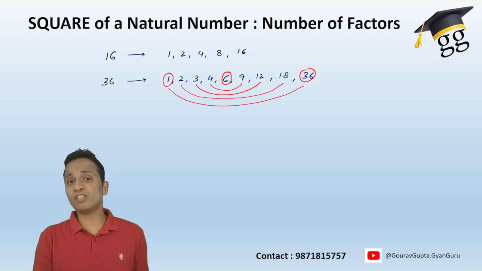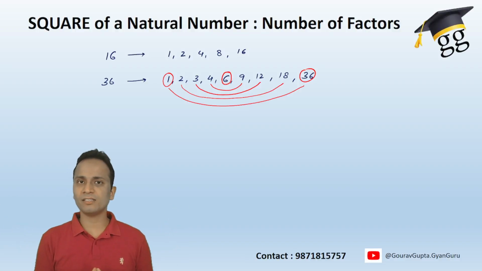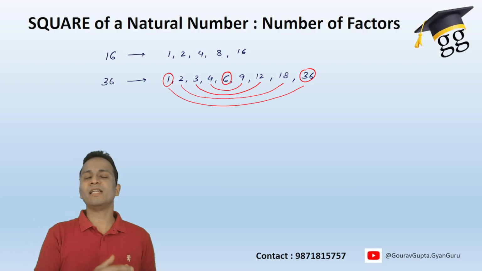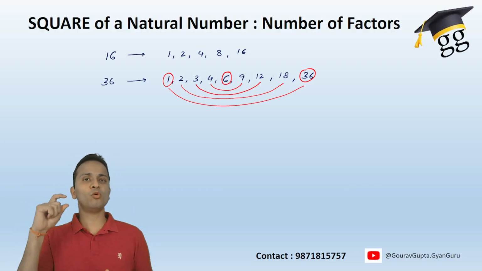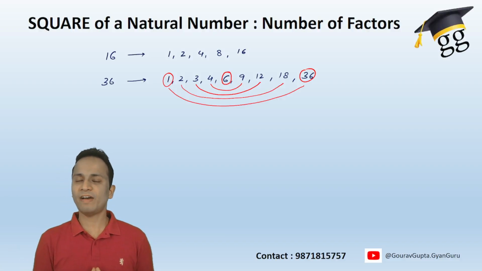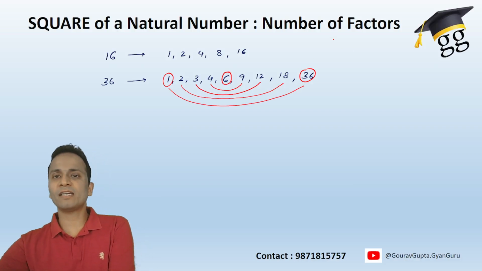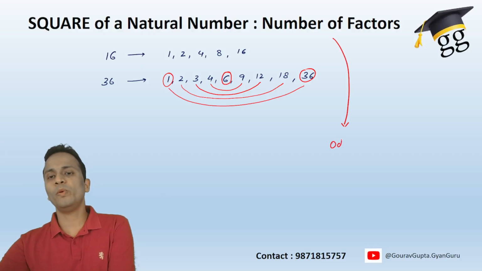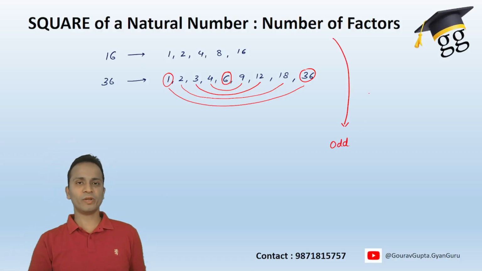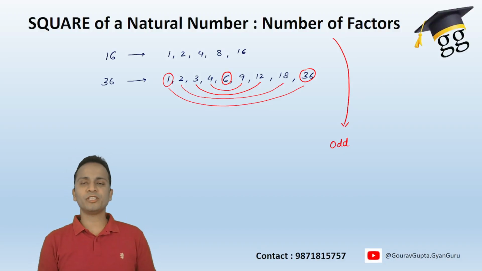You can derive this property by yourself by considering any perfect square, writing all its factors, and then making the pairs. You will realize that the square root of that number will be the middlemost factor, and it will not form a pair with any other factor of that perfect square. All right. So we can say that the number of factors of any perfect square will always be an odd number, right? Okay. Now let's look at one very common question that is asked in the examinations using this property.